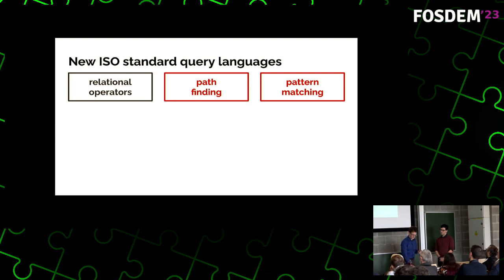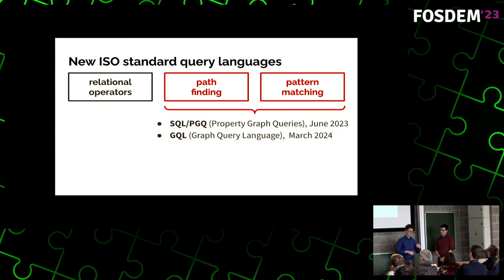So in the next couple of years, there are going to be new standard query languages. These focus on pathfinding and pattern matching. The first one is called SQL PGQ. This is an extension to the SQL language, and PGQ stands for Property Graph Queries. This is going to be released next summer. And GQL, the standalone graph query language, is going to come out in 2024.